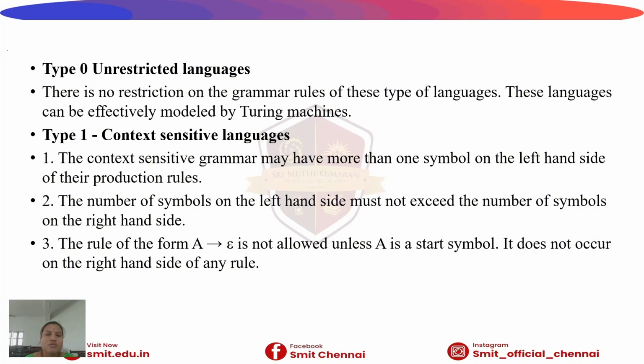Type 1 means context-sensitive languages. It follows three rules. The first rule: the context-sensitive grammar may have more than one symbol on the left hand side of the production rules. The second rule: the number of symbols on the left hand side must not exceed the number of symbols on the right hand side. The third rule: A going to epsilon is not allowed unless A is the start symbol, so it does not occur on the right hand side of any rule.